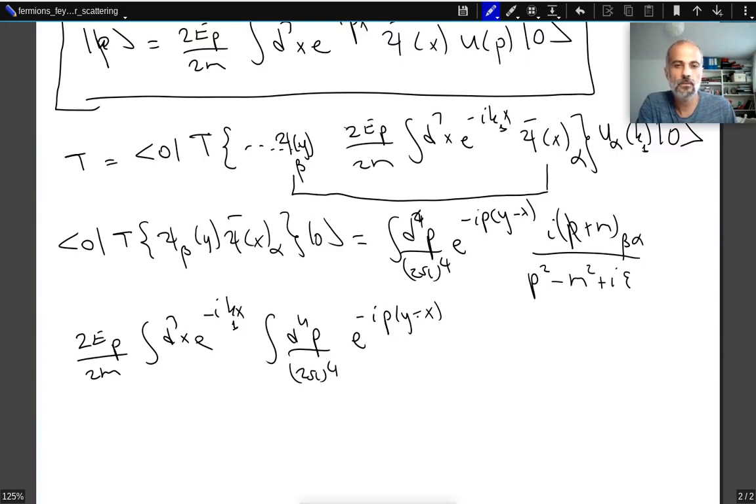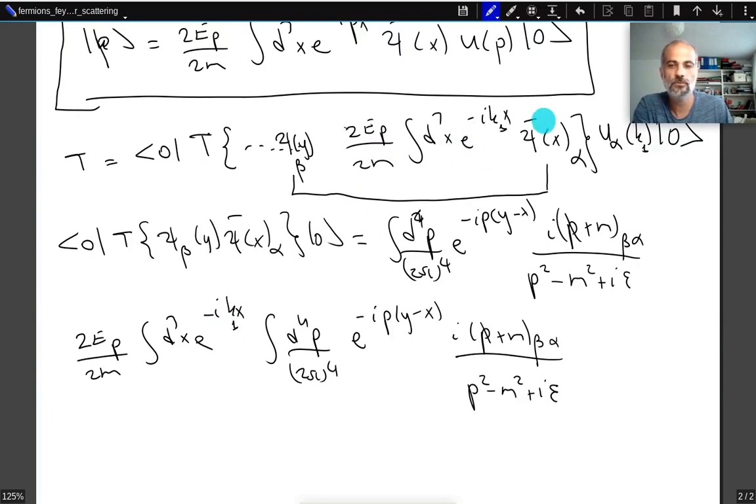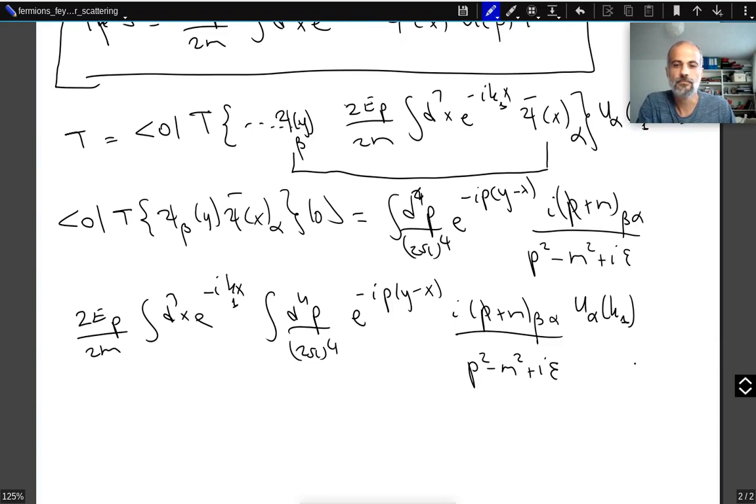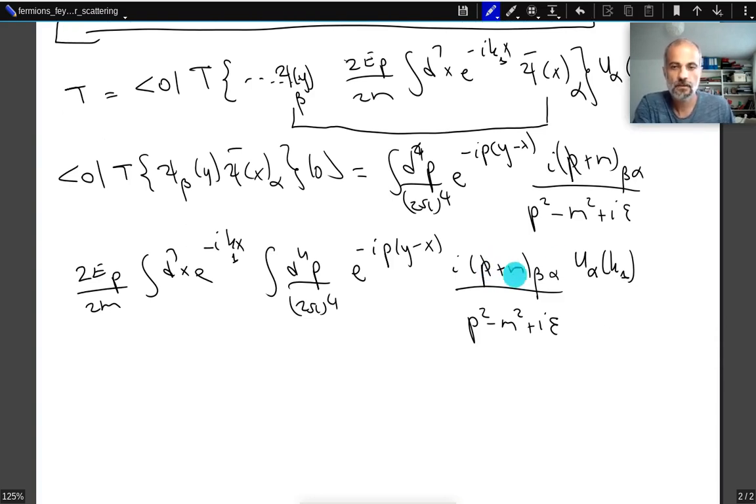Minus i p y minus x, i p slash plus m, beta alpha, divided by p squared minus m squared plus i epsilon. We wrote this overall factor. The x integral is already over here, and then we have this contraction, and this whole thing is acting on u alpha, multiplied by u alpha of k1. Note that this is p over here, this is k, so we cannot yet use the Dirac equation.